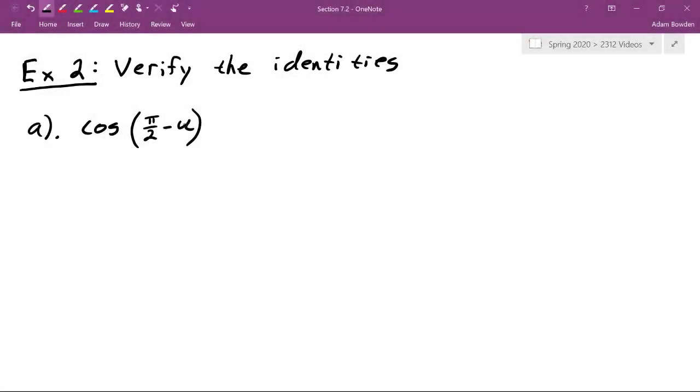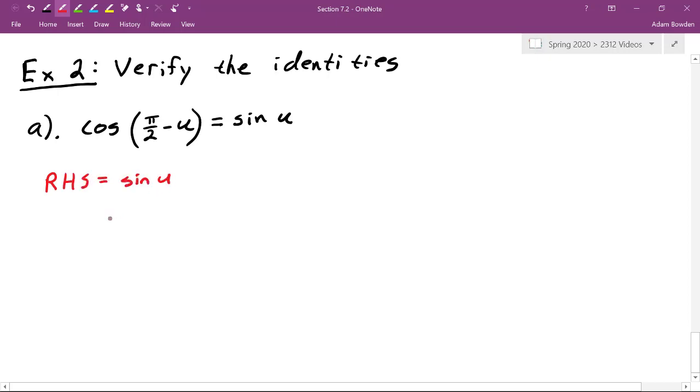Now there are cases where formulas can be used in the process of verifying identities. So for instance, in this example, we're going to verify that the cosine of pi over 2 minus u is equal to sine of u as an identity. So let's go through the process like we did in the last section. We'll consider both sides separately. The right-hand side is sine of u, and the left-hand side is cosine of pi over 2 minus u.